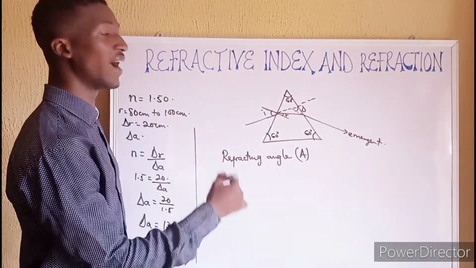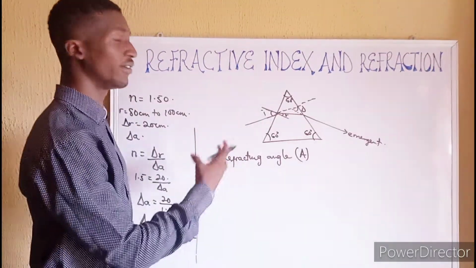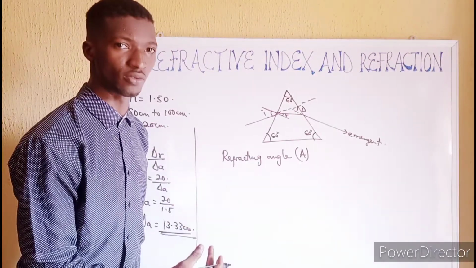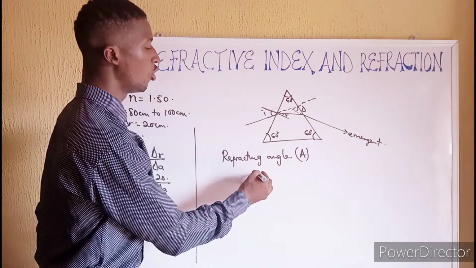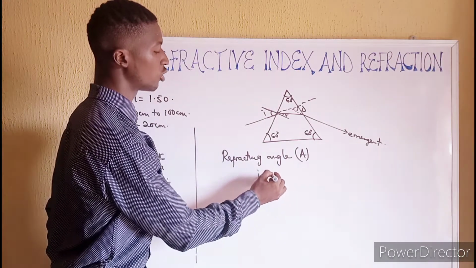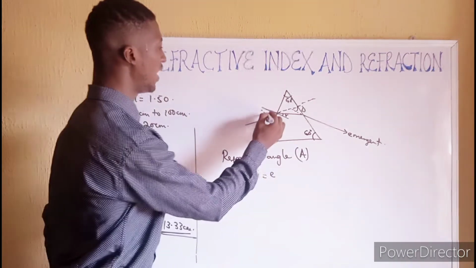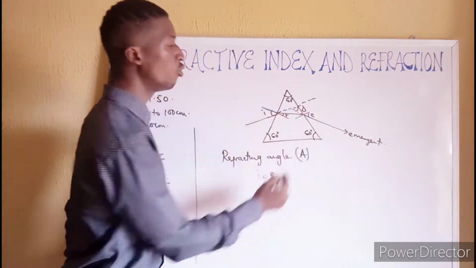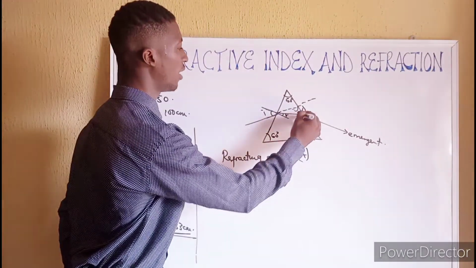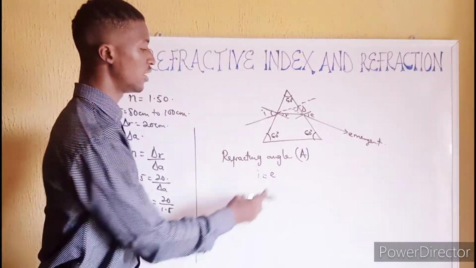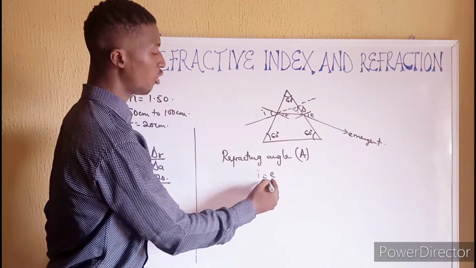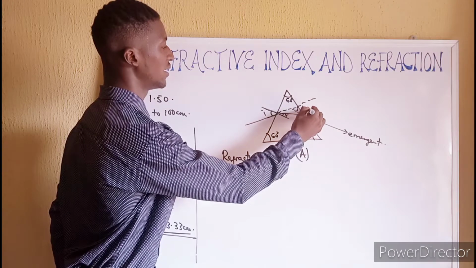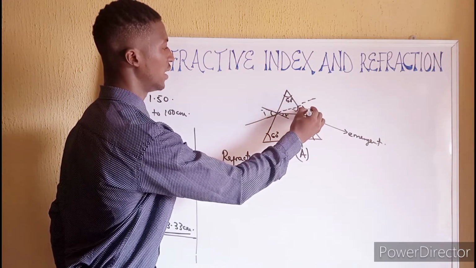So to calculate the angle of deviation using the refractive index here, in most cases we always consider minimum deviation. And minimum deviation occurs when the angle of incident is equal to the angle of emergent. The angle which the emergent ray makes with the normal is called the angle of emergent. So minimum deviation occurs when the angle of incident is equal to the angle of emergent. We will now call this minimum deviation, that is D with a subscript M.